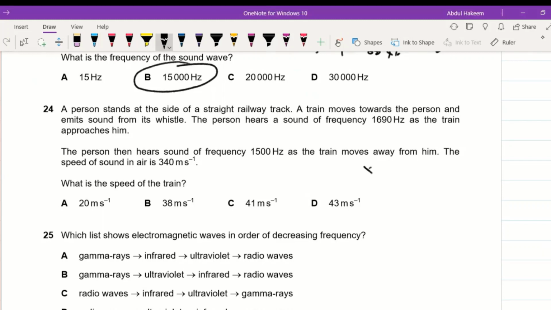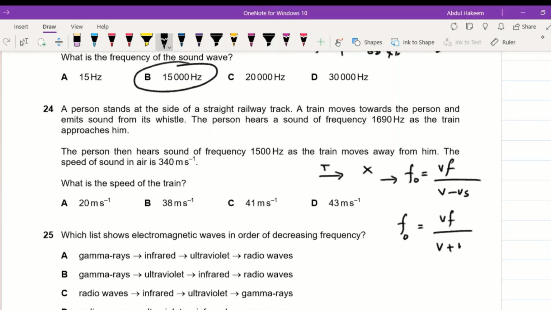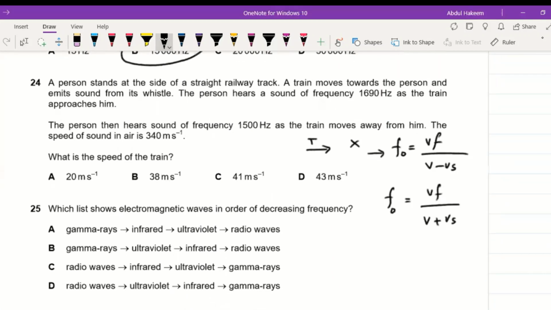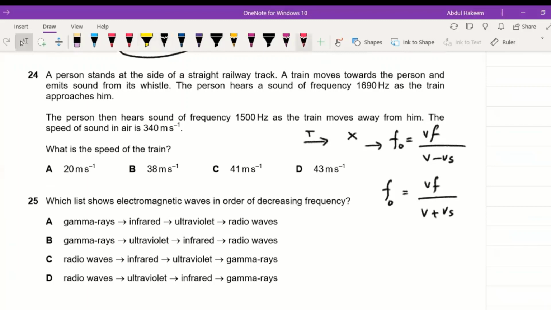Look, this is the position of the person. First, the train is approaching the person, so the observed frequency will be Vf divided by V minus Vs. And then when it is moving away from the observer, the observed frequency will be Vf divided by V plus Vs. Now, this portion remains the same.